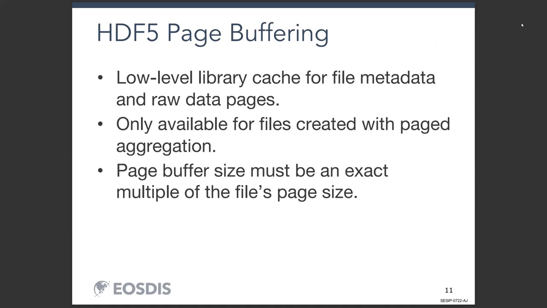So, HDF5 page buffering. That's the read part of the HDF5 library. That's the low level library cache for the file metadata and raw data pages. It's very low level. In other words, at that point, the library still has not decided what are the chunks and everything else, but they're cached by the library in memory. However, it's only available for files that are created with page aggregation. So it cannot work on any file currently that you have.